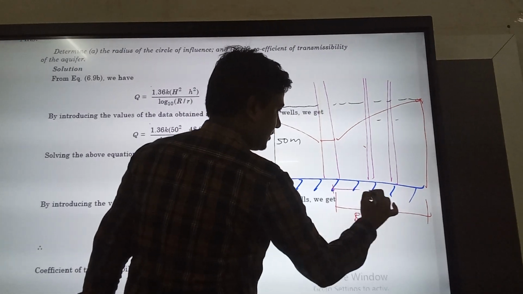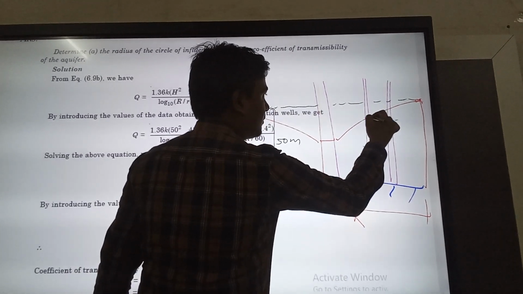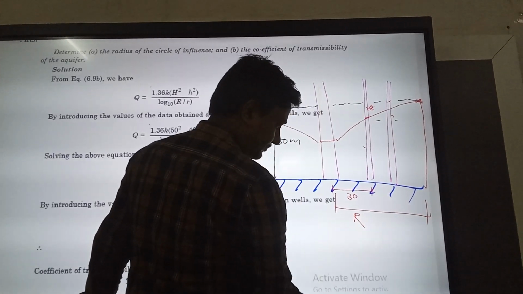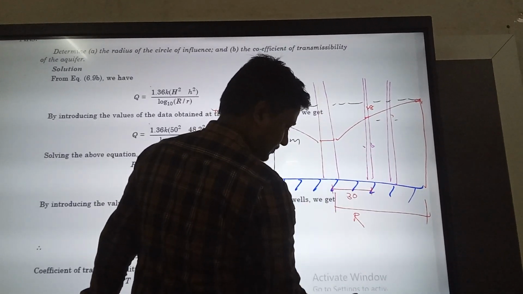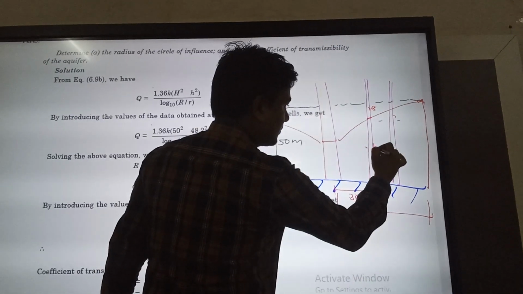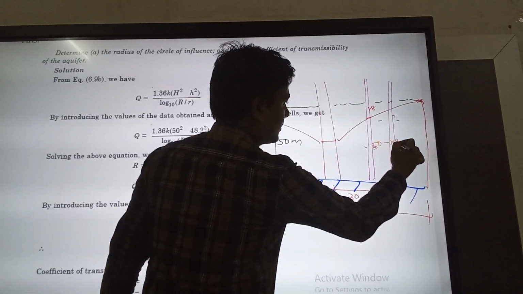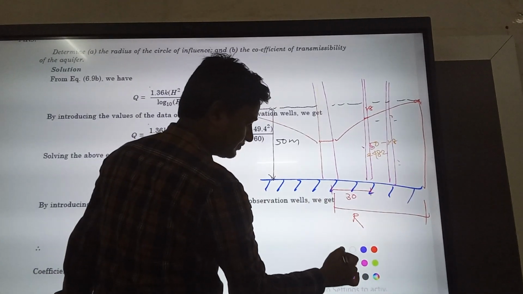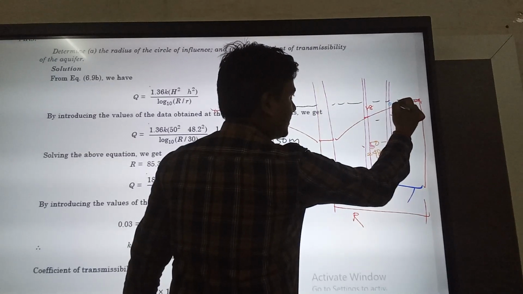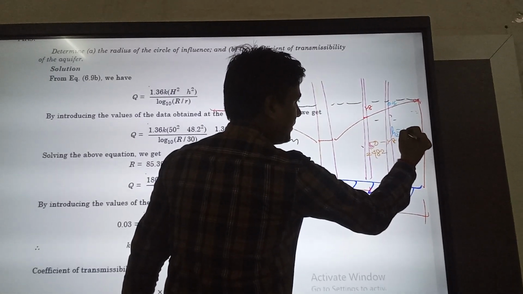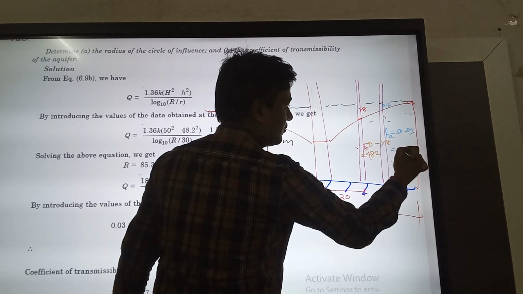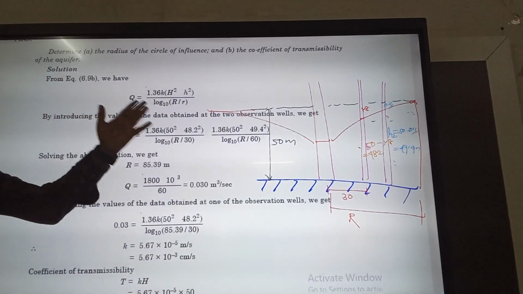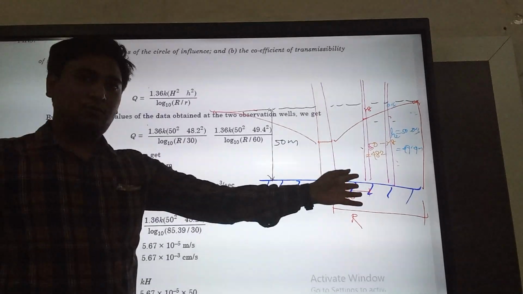Here 30 meters away, at one observation point, the drawdown is 1.8. So H1 will be 50 minus 1.8, that is 48.2. And there the drawdown is 0.6, so H2 will be 50 minus 0.6, which will be 49.4 meters. Now this is an unconfined aquifer and 2 observation wells are there.